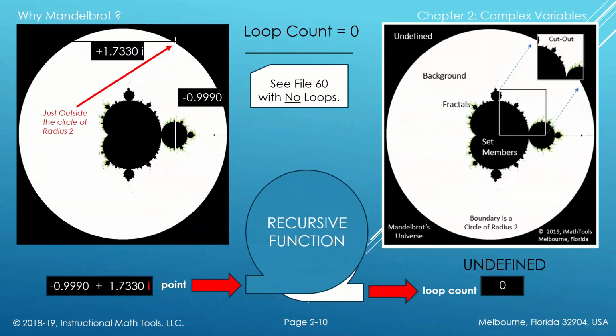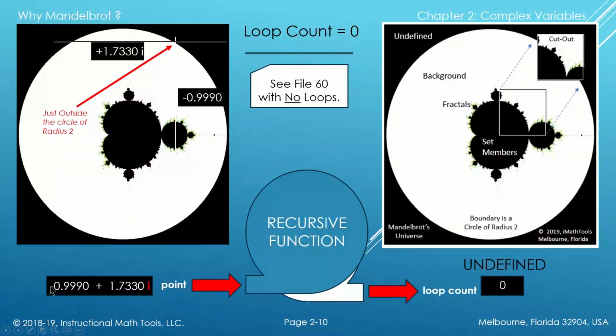So here we are. We'll get used to this particular presentation because there's quite a few of these, because all we're going to be doing is moving the point down, and we're going to see what happens. So we're going to start up here. The point is well outside the circle. It's out into the undefined area. We know that because the loop count came back as 0.